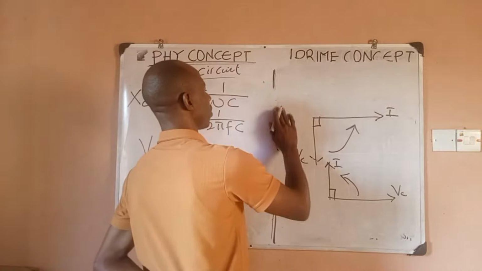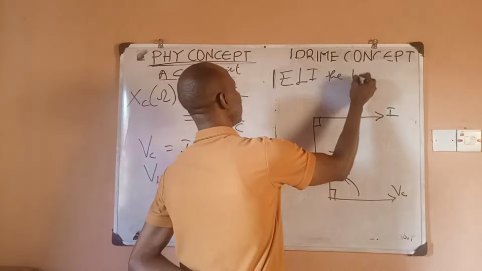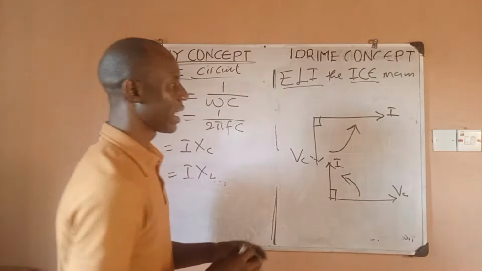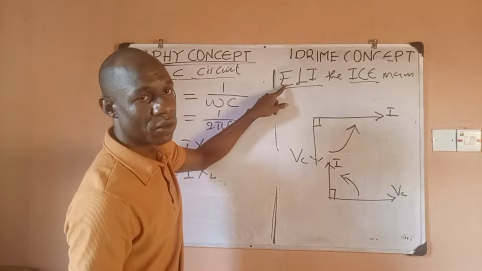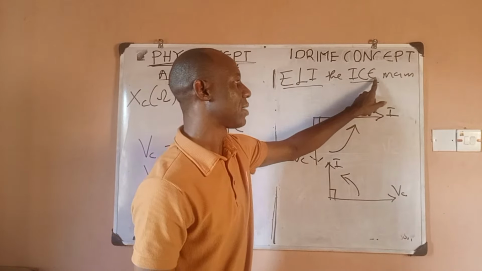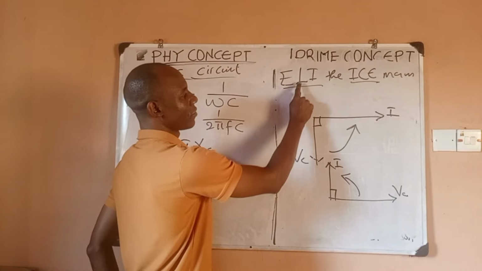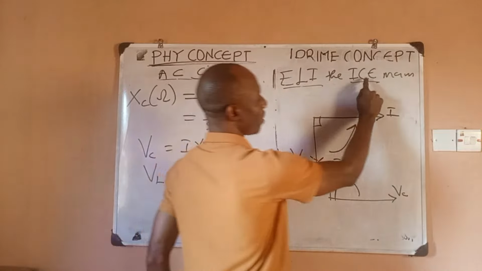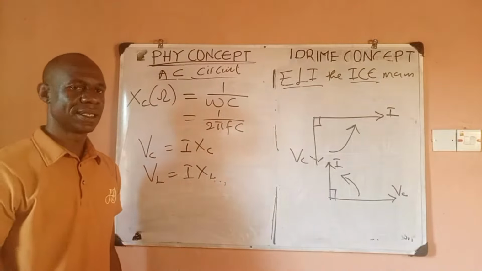I have a short mnemonic for remembering this, which is ELI the ICE man. E stands for EMF or voltage. So for ELI, E is voltage, L is inductance, I is current. For ICE, I is current, C is capacitance, E is voltage. For the first one, you see that voltage comes before current, so for a purely inductive circuit, voltage leads current. For a purely capacitive circuit, current leads voltage. You can use that to remember this.